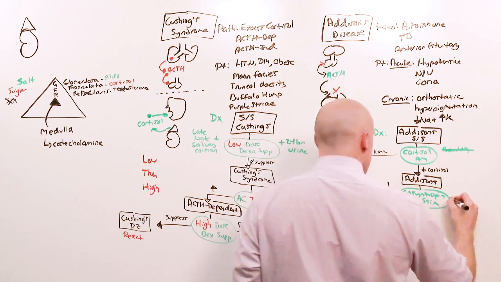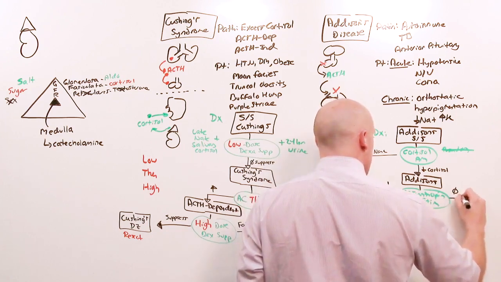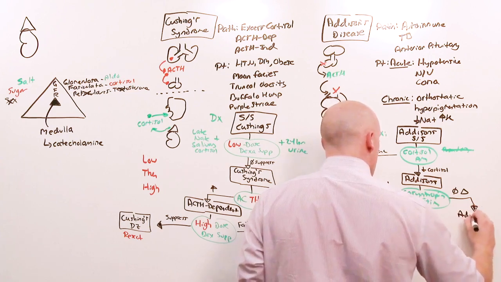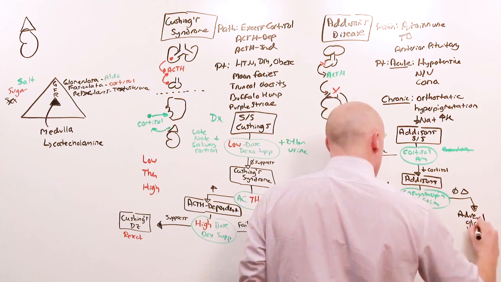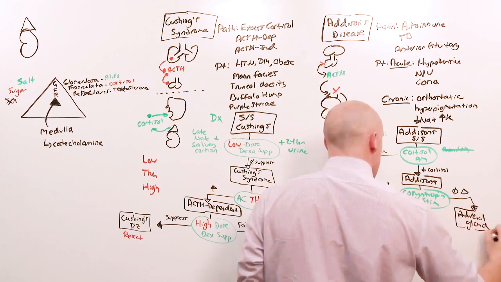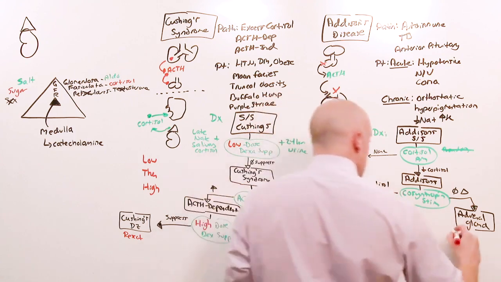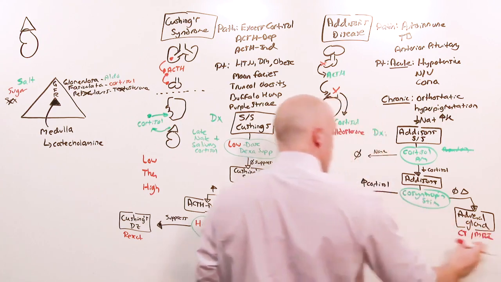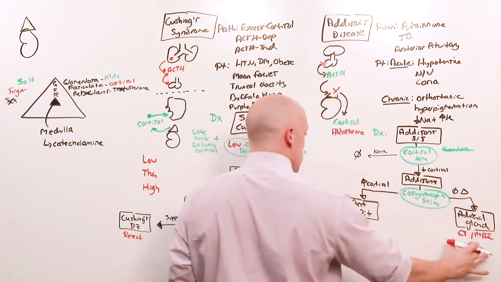What you expect in Addison's disease is the cortisol will not change. And now you've got a problem with the adrenal gland. You do want to image the adrenal gland, so you'd get a CT or an MRI. And you don't have to worry about interpreting the CT or the MRI, just know that you should get it.